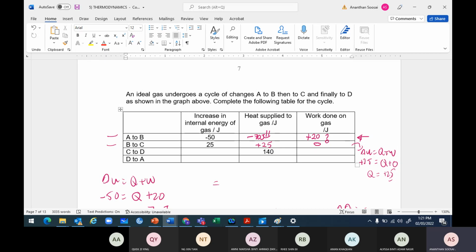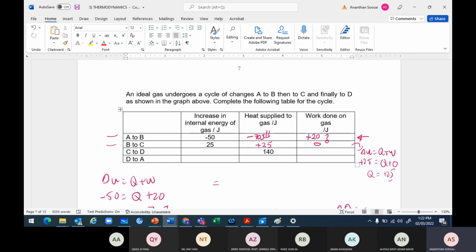You can discuss. Figure out what you think the numbers should be. The tricky one is the last. Okay, the last. What do you call the last column? The D to A. There is no value given. Not even one value given.